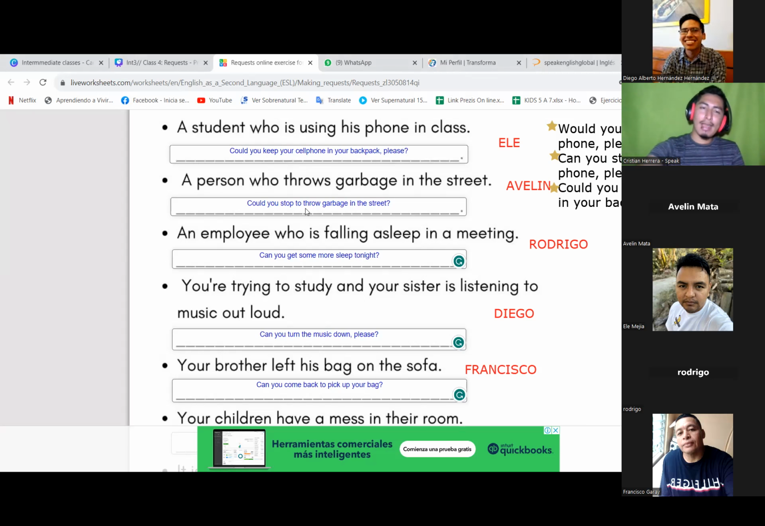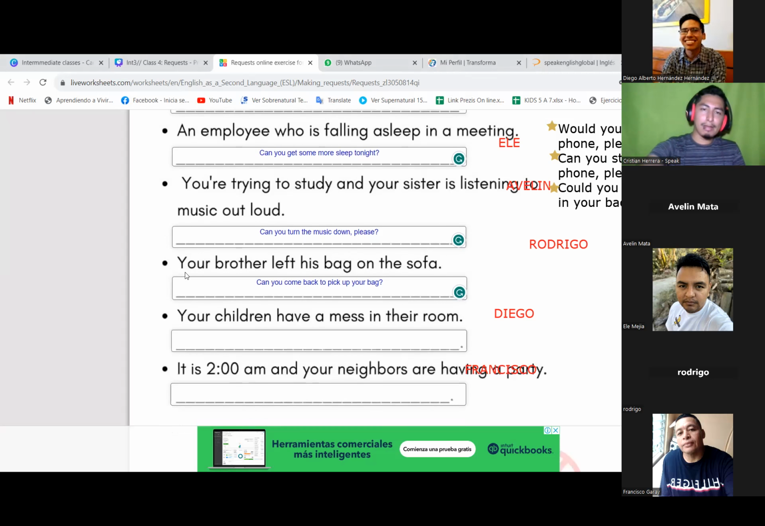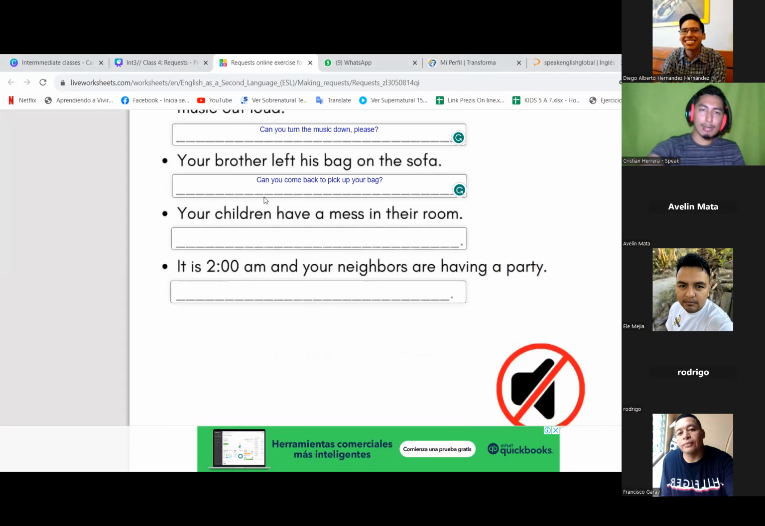So we created together the first example, and we finished with the first 5 examples. Now, everybody, let's finish with the last 2 situations. Number 6, everybody, your children have a mess in their room. What can you say to your children, guys? Let's see.